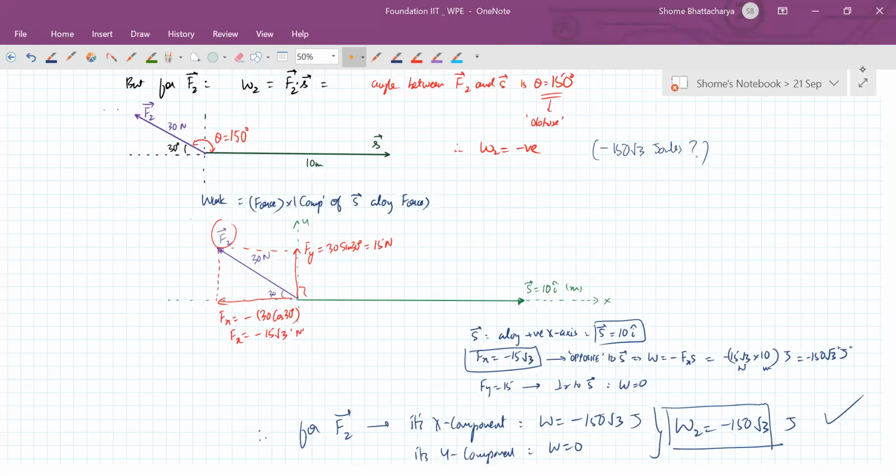Okay, so is this calculation clear to all of you? And through this, hope the concept is clear that when the angle between the force and displacement is an obtuse angle, the work done by that particular force will be negative.